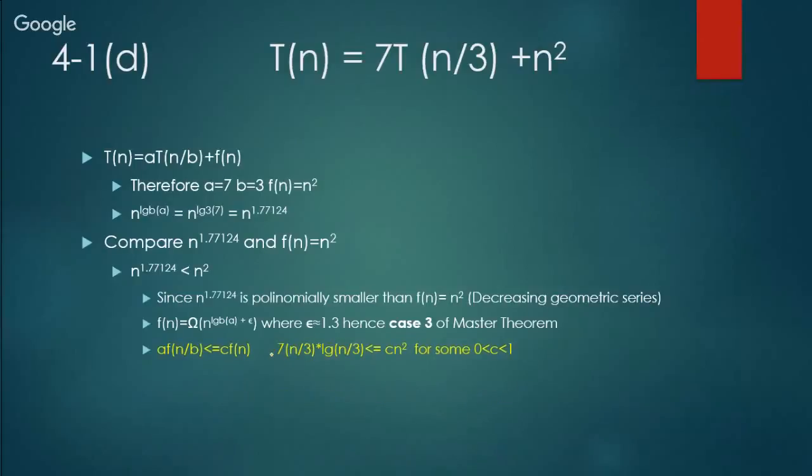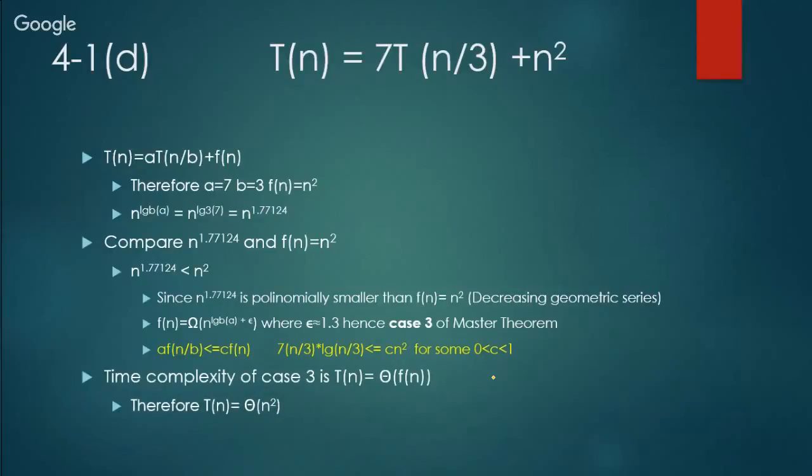Once again, when you plug in the regularity condition, you would see that this condition is always satisfied: a f(n/b) will always be less than or equal to c f(n), for some c with 0 < c < 1. Therefore, time complexity will be theta of n^2.